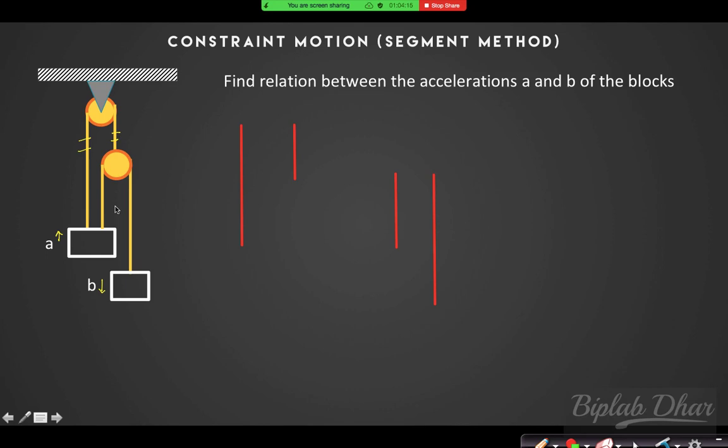Now look, in the segment method, you have to consider all the moving parts. Are only these two blocks moving here? No, sir, the pulley is also moving. I do not know what the acceleration of that pulley is, but let us assume it to be C. I have taken it downward. You can take it upward, no matter. Sir, A is upward, so that will also be downward. Yes, definitely you will find the value. If it is upward, you will find the value negative.